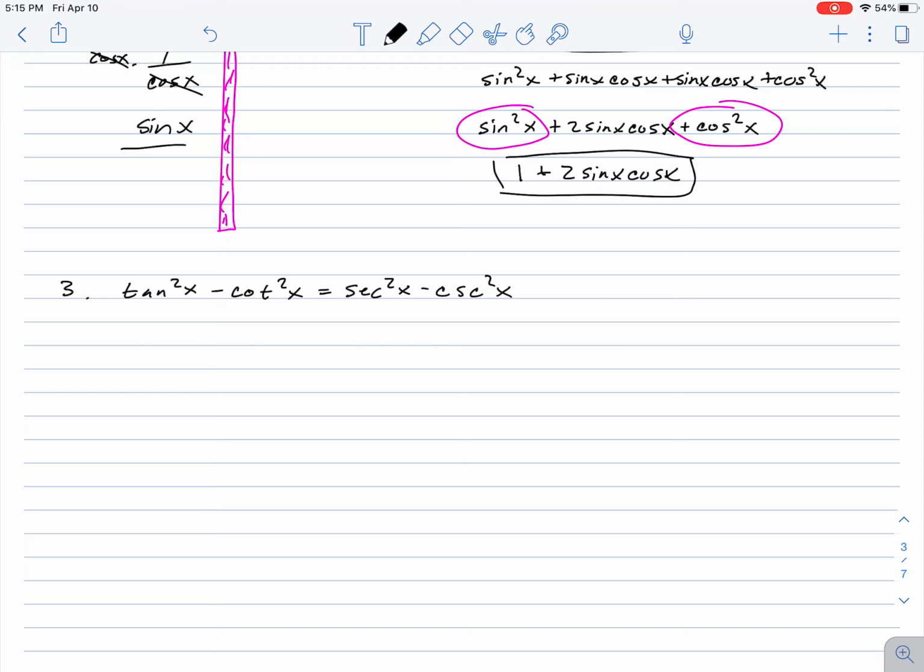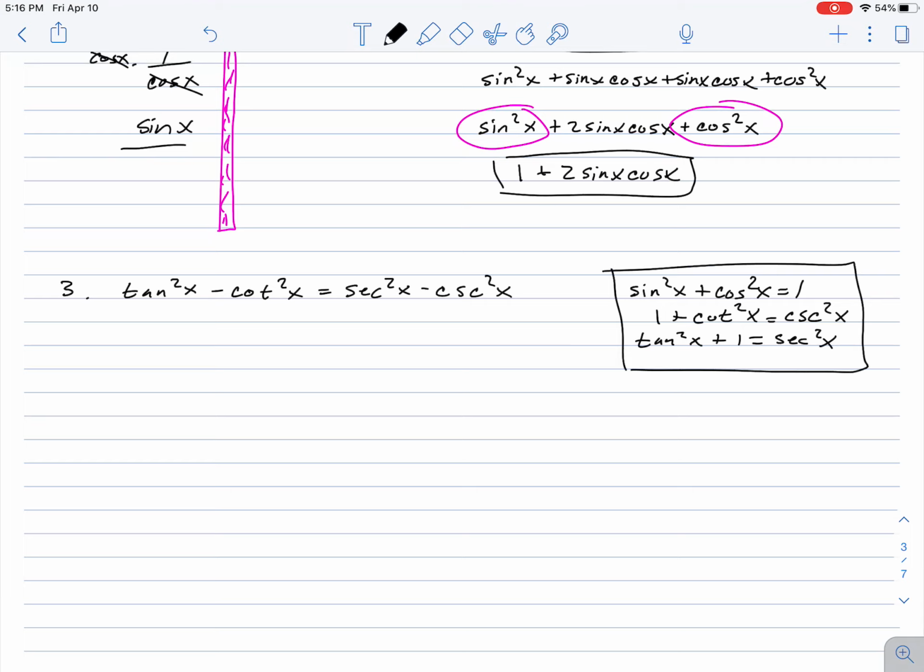The first thing that I'm going to do is use the Pythagorean identities. So let's remember what those are. Sine squared plus cosine squared equals 1. And then I have 1 plus cotangent squared equals cosecant squared, and I get that one by dividing through by sine squared. And then if I divide that first one by cosine squared, I get tangent squared plus 1 equals secant squared. So I just figure those out at the beginning of my test, and write those at the top.